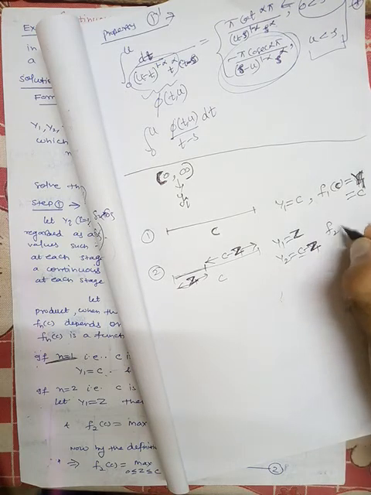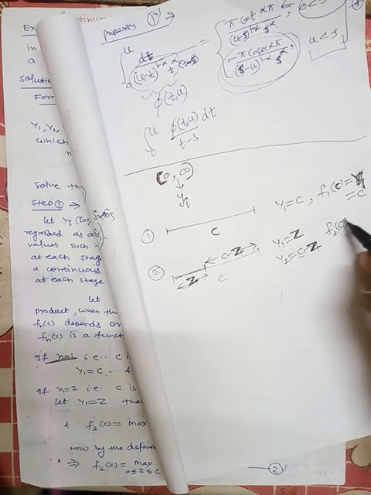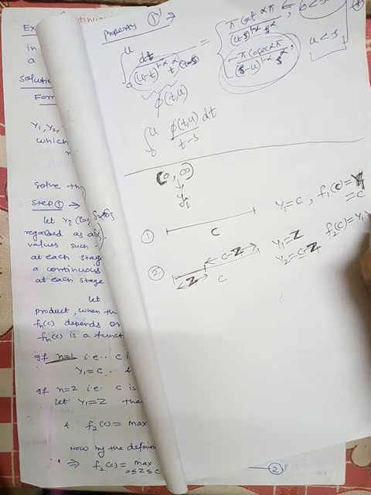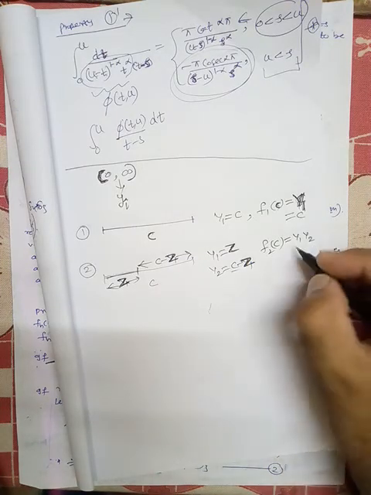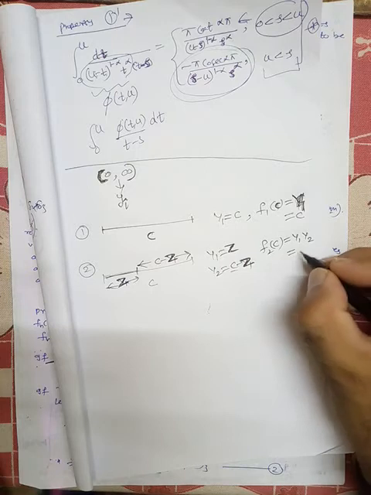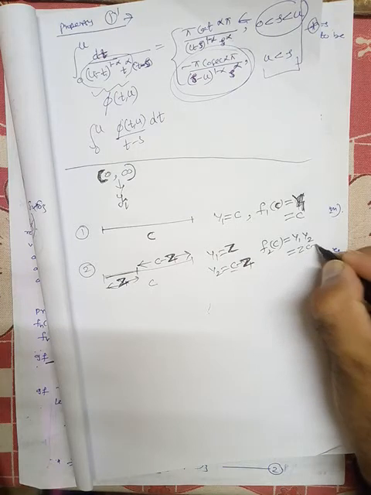Then f2(C), we have divided C into two parts. The product is denoted by f2(C). This is equal to y1 into y2, the y1 into y2 product. So this is equal to z(C minus z).